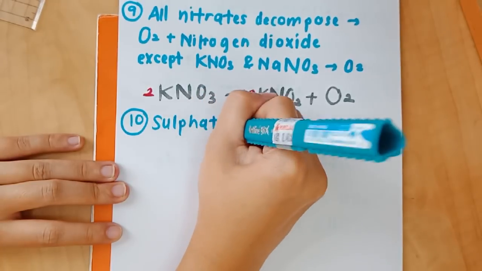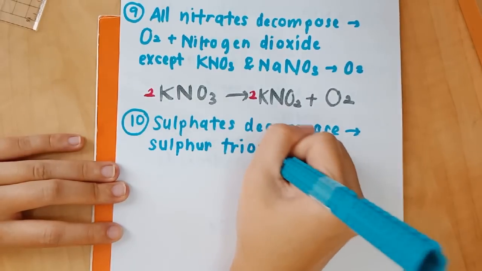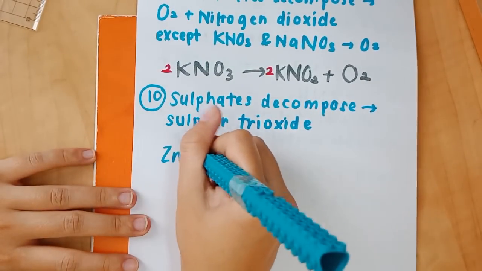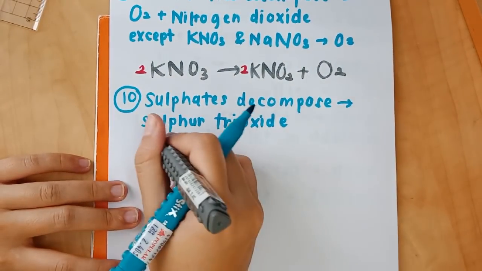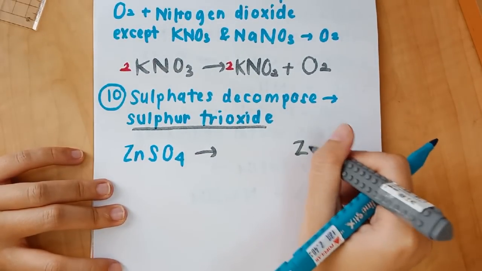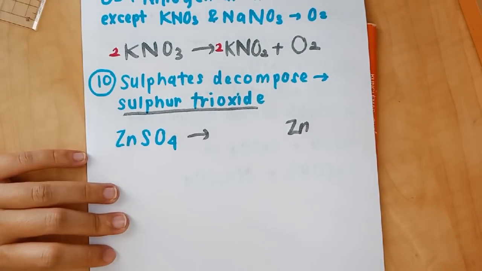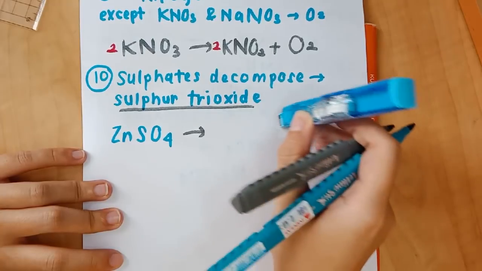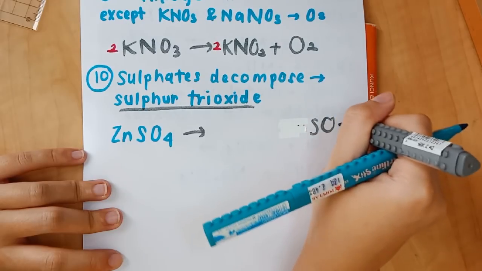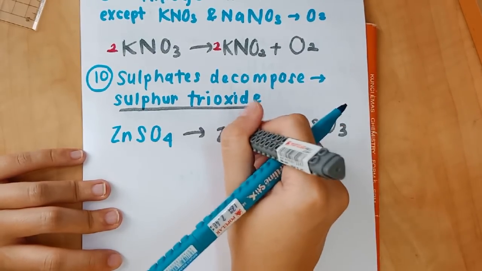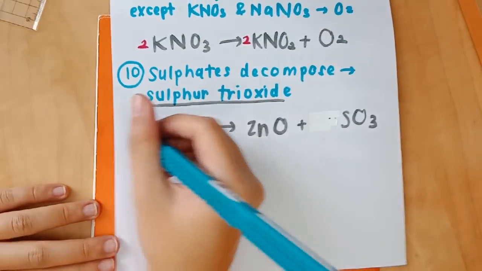Number 10, sulfates decompose to form sulfur trioxide. So the sulfate that I used for an example is zinc sulfate. So I'm just writing that down, and then after the arrow, I'm writing sulfur trioxide. I made a bit of a mistake there, that's why I correction taped it. So there's sulfur trioxide. And once you take out sulfur trioxide from zinc sulfate, you will be left with one zinc and one O, and that is why the other product is zinc oxide.